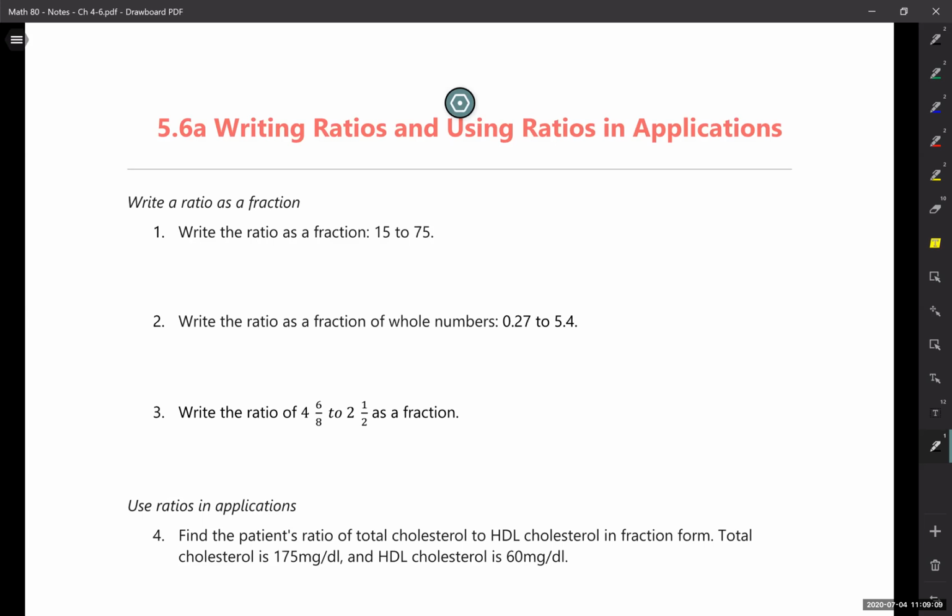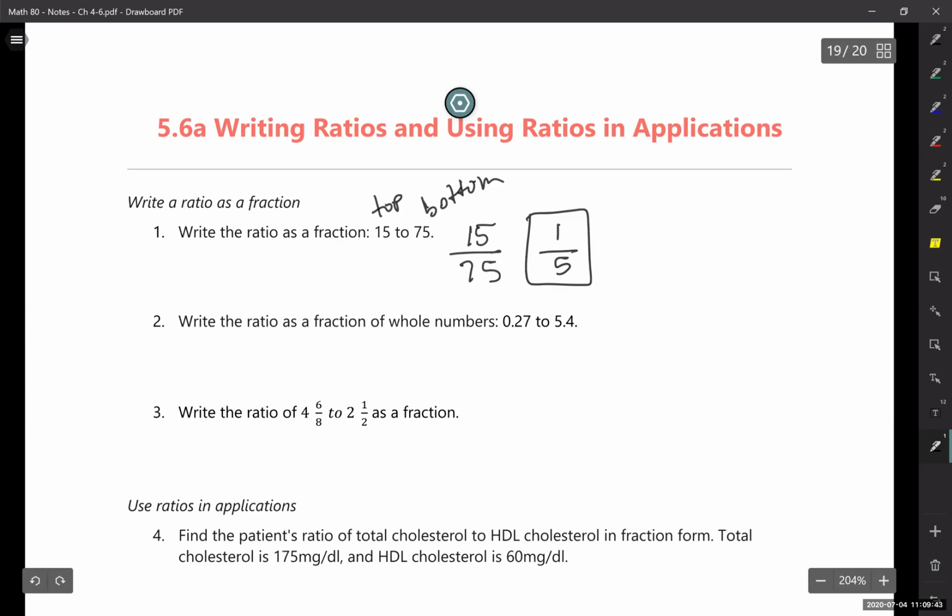And so a ratio is just a fraction where the first number goes on top and the second number goes on the bottom. We'll just write it as 15 over 75. And then we can reduce it because we always want to have our fractions in simplest terms, but 15 over 75 is going to give us 1/5 as our final answer. 15 goes into 15 one time, 15 goes into 75 5 times.